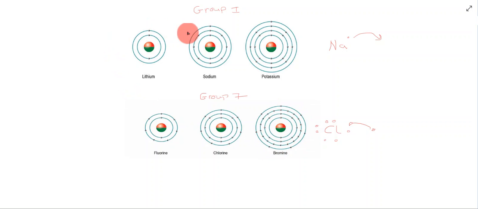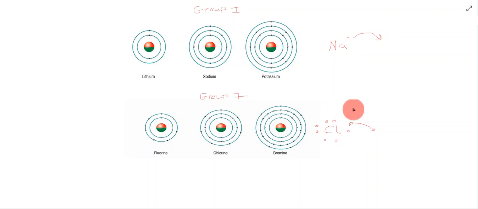So you get the opposite effect. With group 7 elements, as you move down the group, the radius of the atoms increases, and the actual pulling power, or the reactivity, of the elements within that group decreases. So if we take fluorine, for example, it would be more reactive than bromine. Or another way to think about it is bromine would be less reactive than fluorine. If we look at group 1, it's the opposite. Lithium is less reactive than potassium. Potassium is much more reactive.